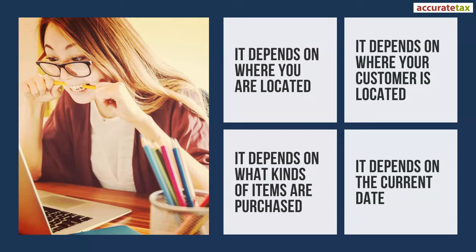It also depends on what kinds of items are purchased. So if you're selling physical goods or digital goods, specialty products, such as medical equipment or even clothing in the state of New York, things differ a little bit depending on the sale price and the classification of the products that you're selling. So that's another variable that goes into determining the right sales tax rate and calculation to use.